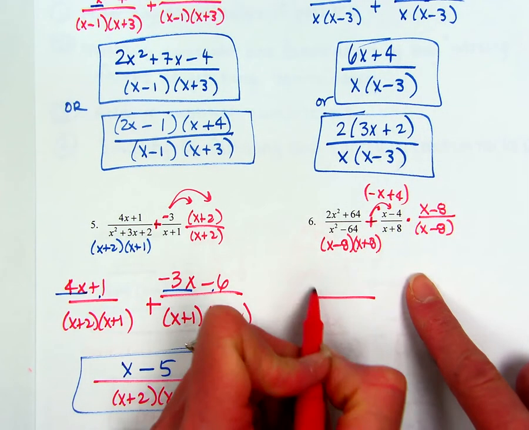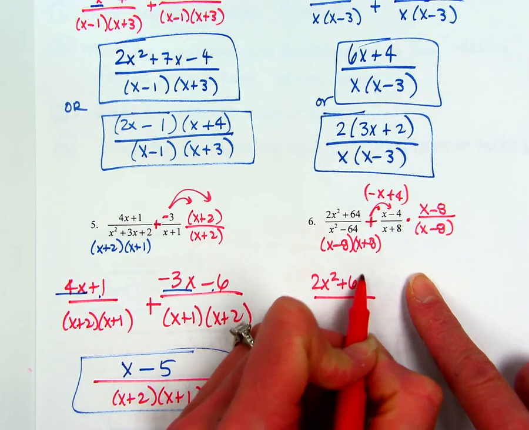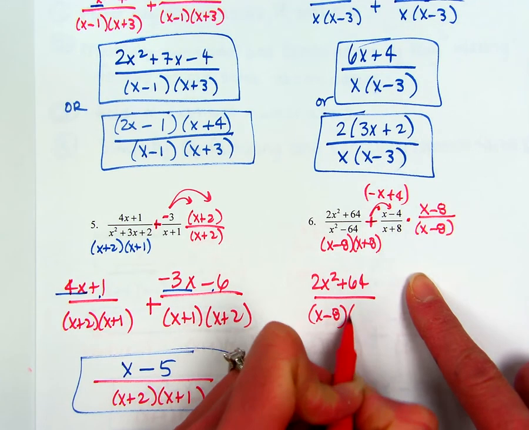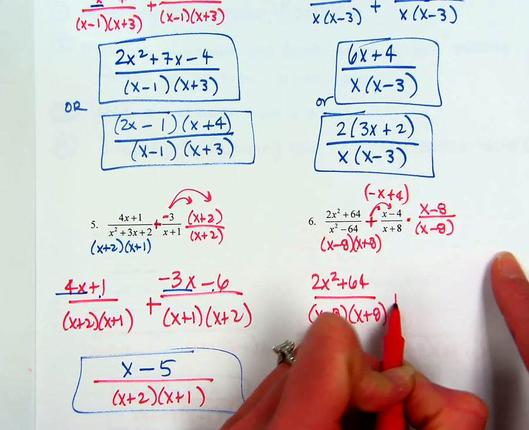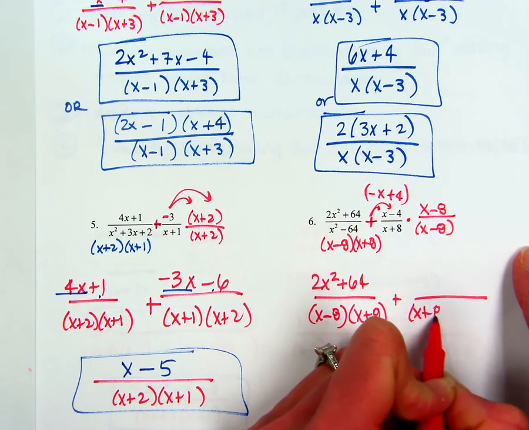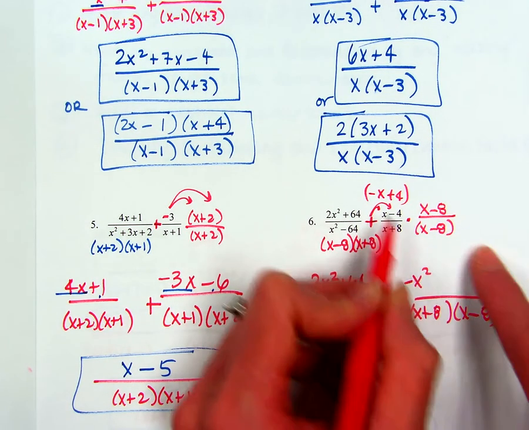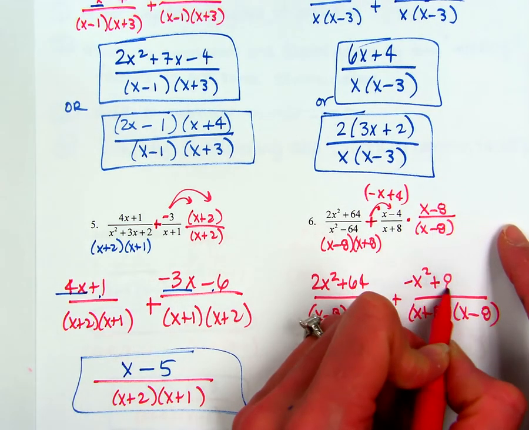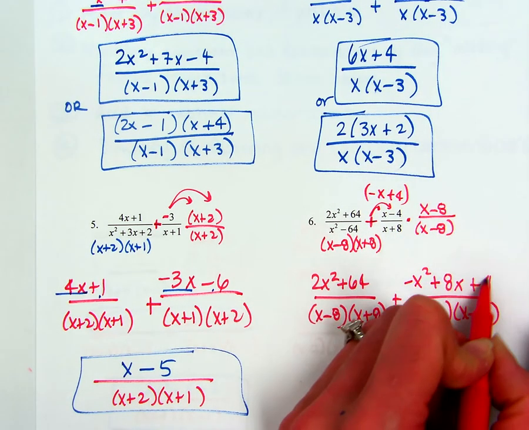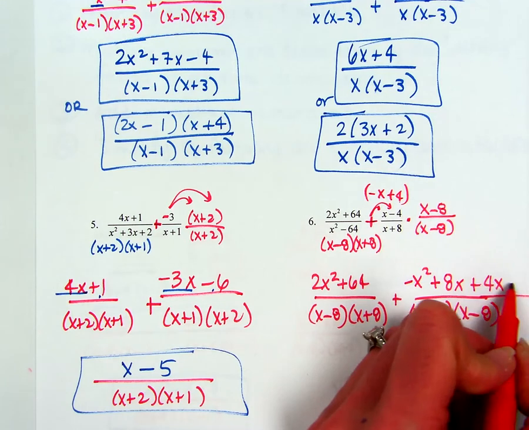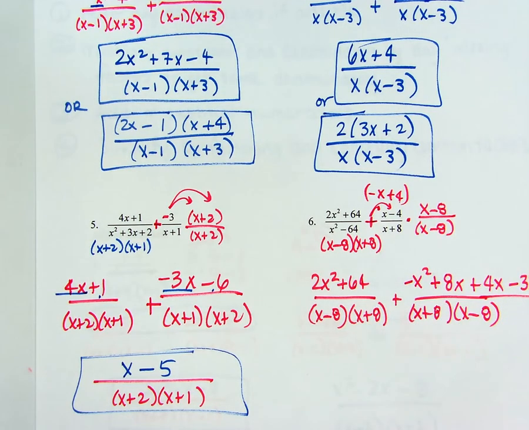All right, so on the left side, I don't do anything with 2x squared plus 64. On the right side, I need to FOIL on the top. So first times first is negative x squared. Outer times outer is plus 8x. Inner times inner is plus 4x. And last times last is negative 32.